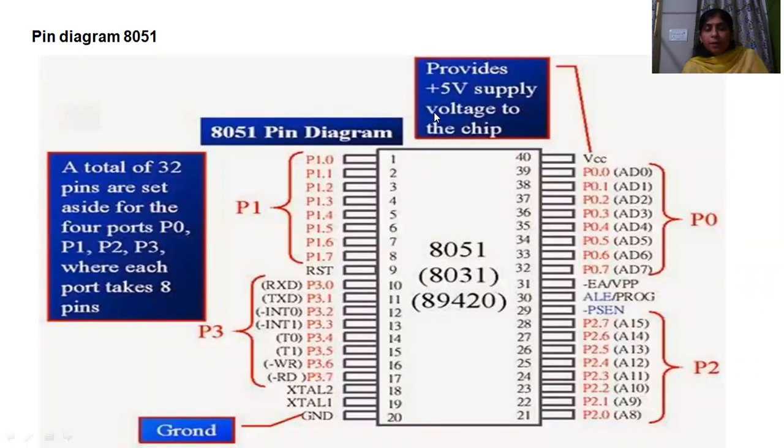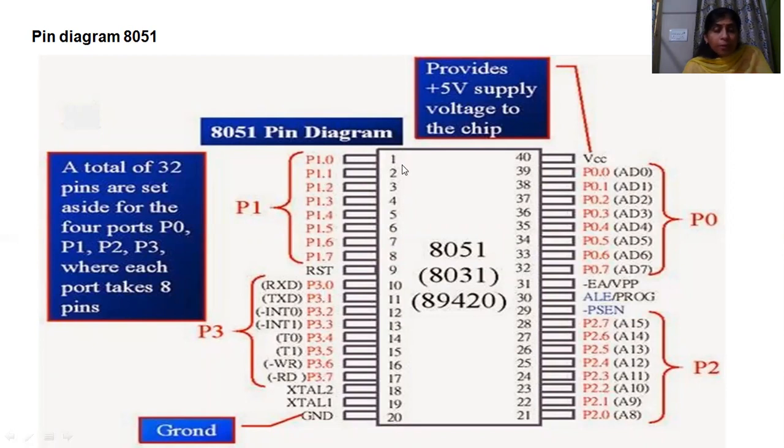This is the pin diagram of the 8051 microcontroller. This microcontroller has a total of 40 pins. We will start with pin number 1. From pin number 1 to pin number 8 is port 1. In the 8051, there are 4 ports. Each port has 8 bits, so a total of 32 bits. Port 0, port 1, port 2 and port 3.